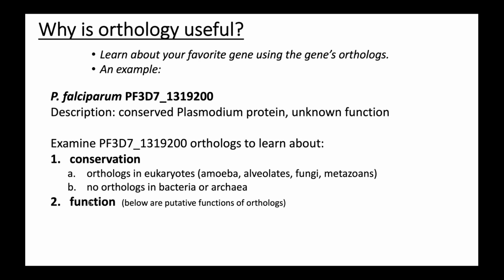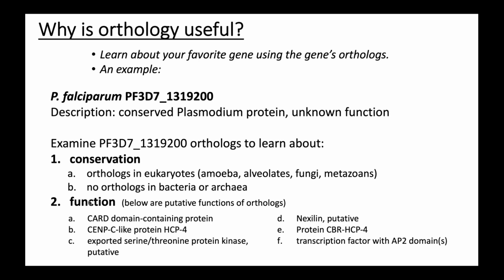And then let's look at the function of these orthologs. These are the lists of putative functions that I found for the orthologs. And this is the list. A couple things stuck out to me. CenP, which is involved in centromere, and CBR, which is also a centromere, and other things like a transcription factor that has to do with DNA. So it seems like it's something to do with maybe eukaryotic centromeres or chromatin or something like that.